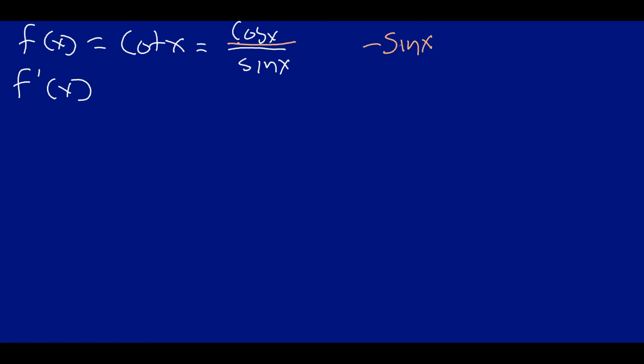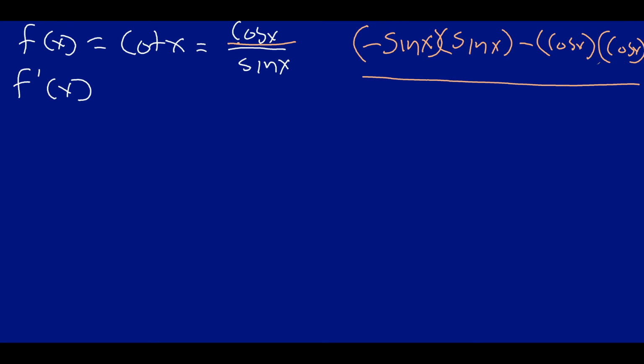That's what we're going to do right there. And so this is going to be multiplied by the denominator unchanged. So multiply by sine x. Now I'm going to subtract that from the original value of the numerator, which is cosine x. And then we're going to multiply that by the derivative of the denominator, which for us is going to be cosine x. And then all this is going to be over the denominator squared.